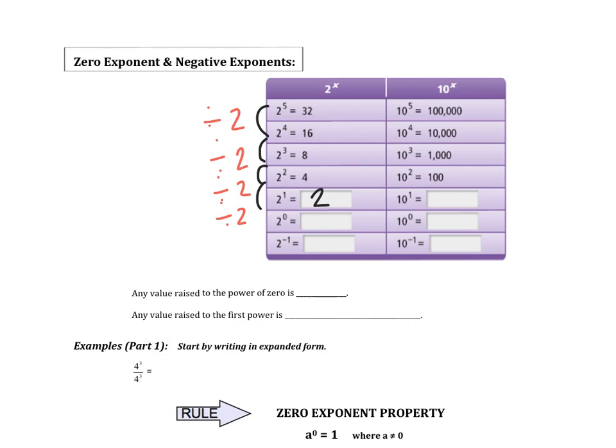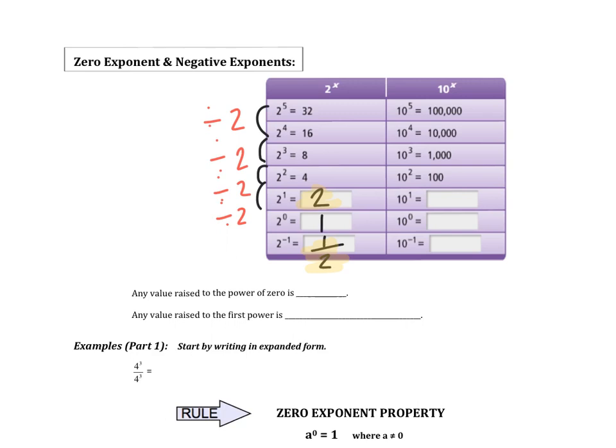So if 2 to the 1st was 2, 2 to the 0, what happens if we divide 2 by 2? We would just get 1. Interesting, 2 to the 0 is 1. And then what's half of 1? Half of 1 is 1 over 2. So 2 to the negative 1st power is 1 over 2. Notice the relationship between 2 to the 1st power, 2, and 2 to the negative 1st power, which is 1 over 2.